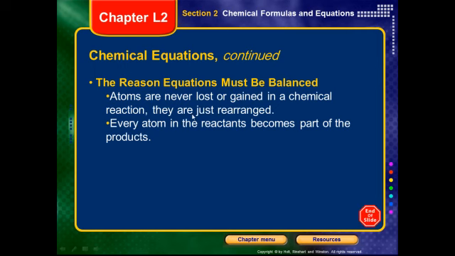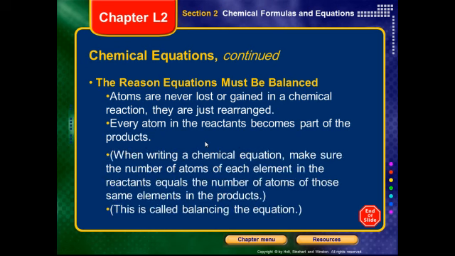Also, the chemical equation must be balanced. What is the meaning of balance? That the reactants should be equal to the products. The mass of the reactants should be equal to the mass of the products. If I add, for example, 2 grams of carbon, then the 2 grams must be found in the products also.